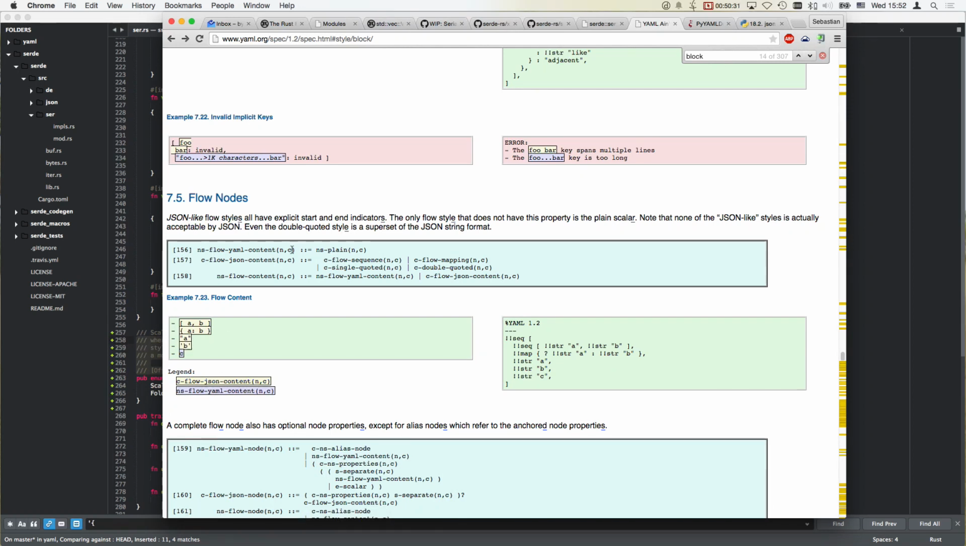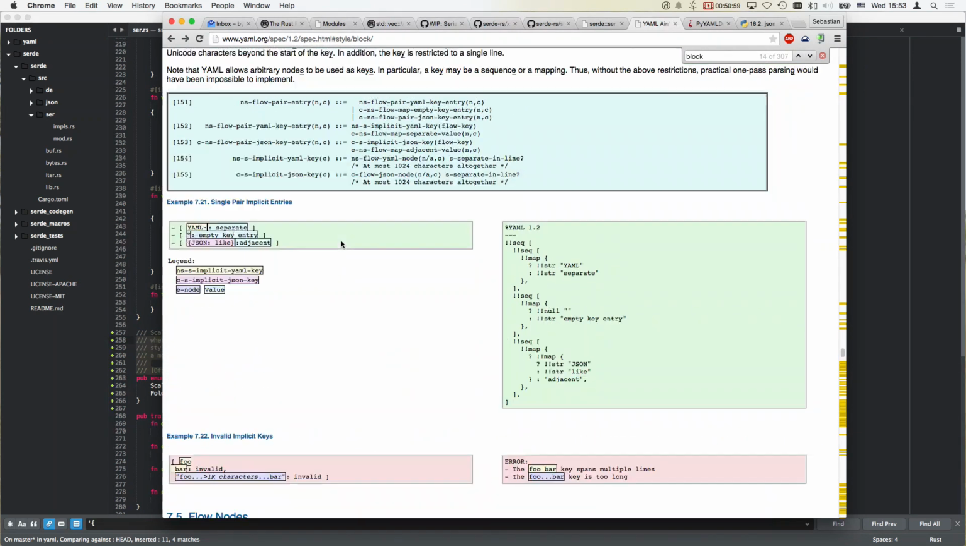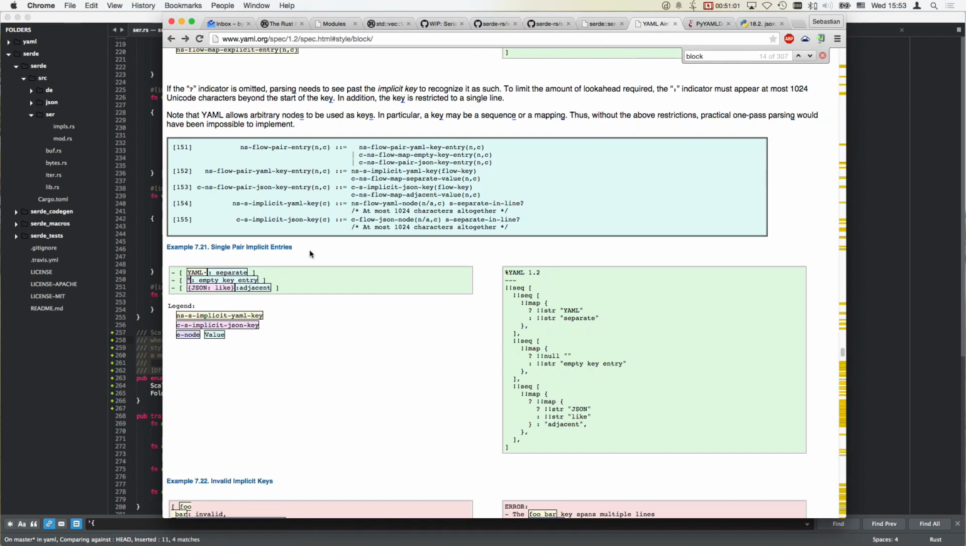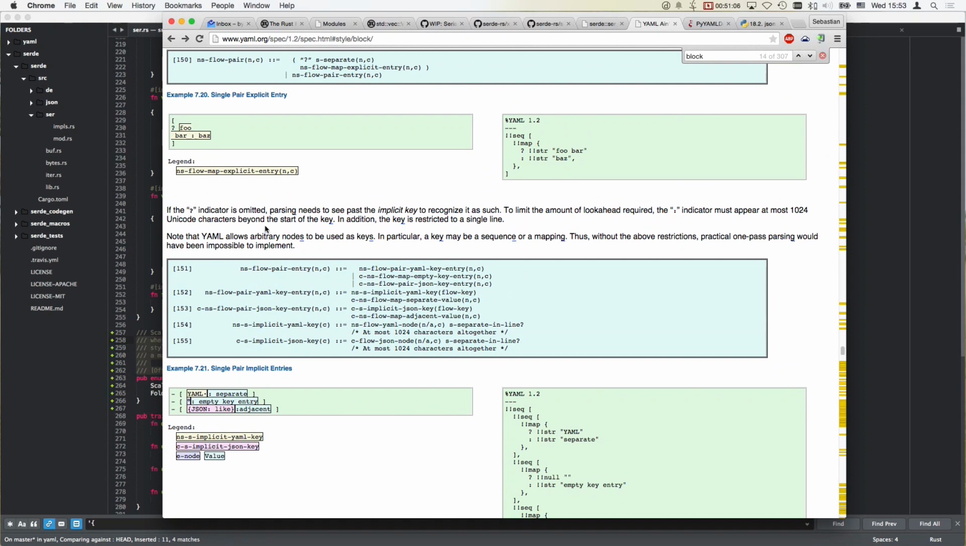So N is flow YAML content. So this is this parameterized Backus-Naur form, right? So we have N as an indentation level and the context. And that's the JSON flow. Interesting. For scalars? Yeah.